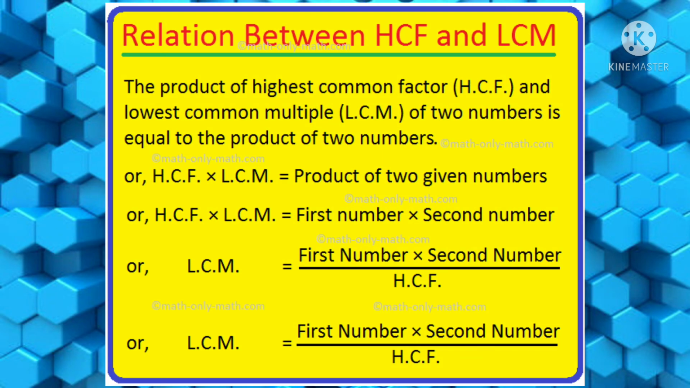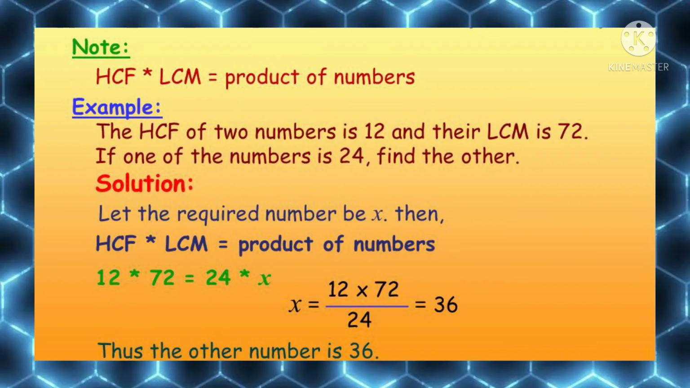Now there is also some relation between HCF and LCM. And what is that? The product of the highest common factor and lowest common multiple of two numbers is equal to the product of the two numbers. And now let's solve one question based on this property. The HCF of two numbers is 12 and their LCM is 72. If one of the numbers is 24, then find the other number.